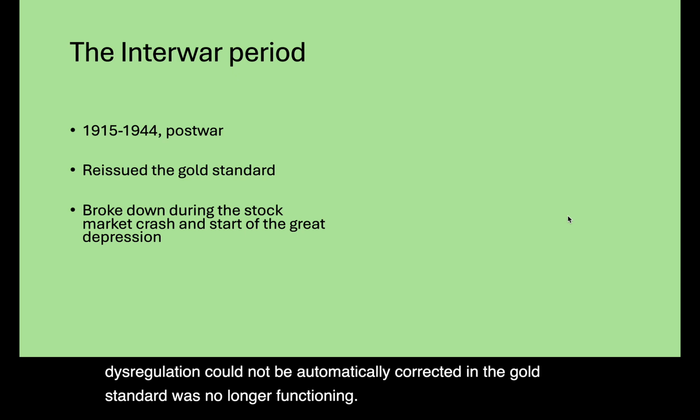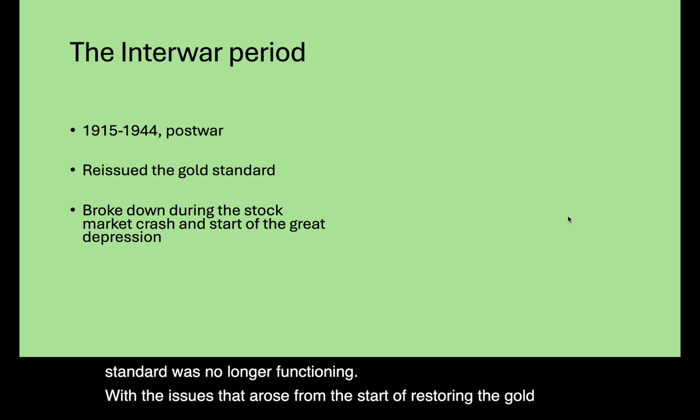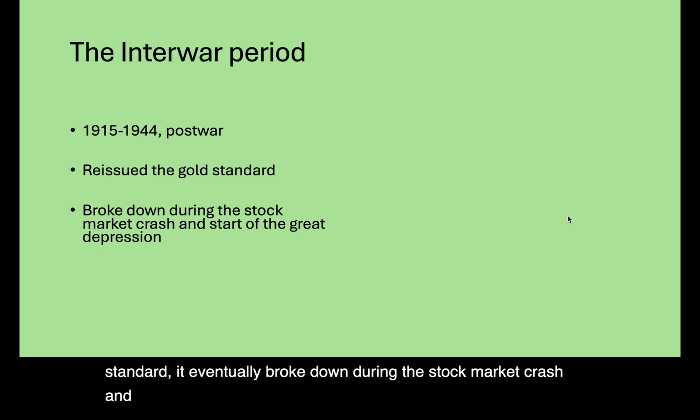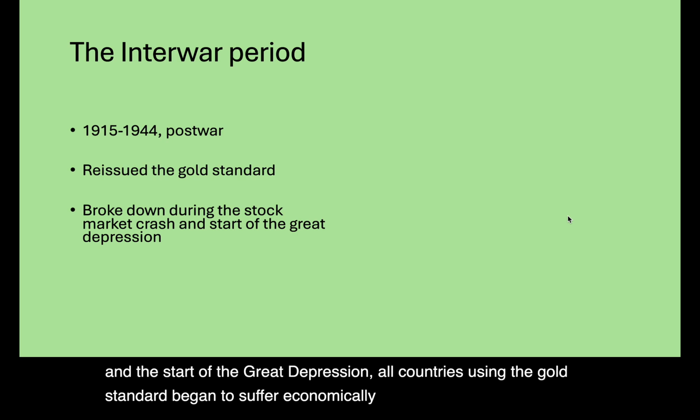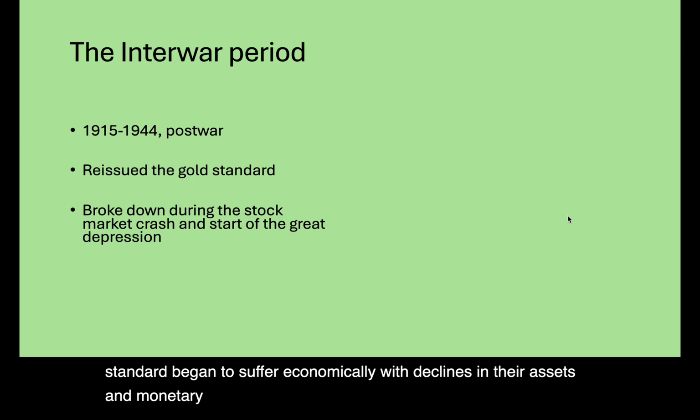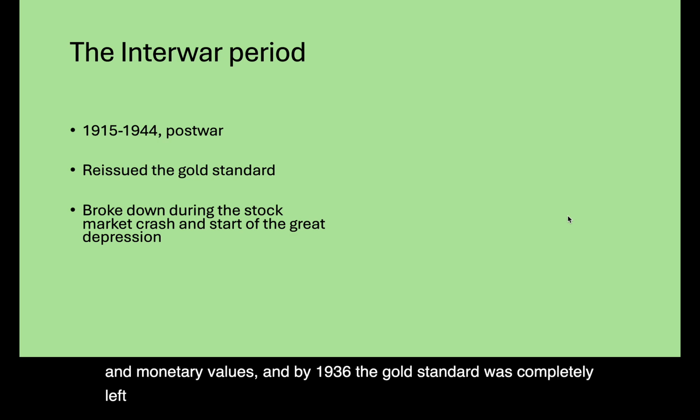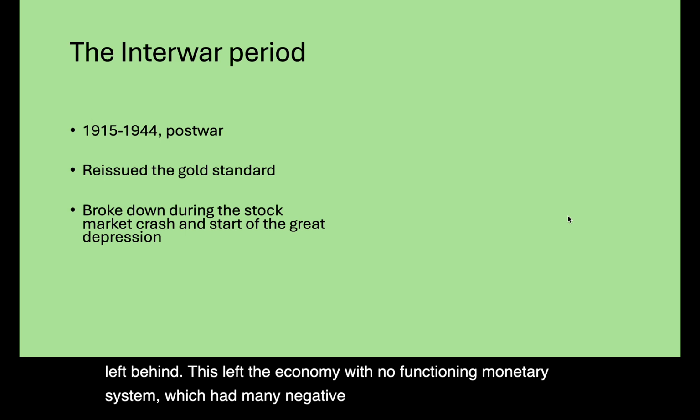With the issues that arose from the start of restoring the gold standard, it eventually broke down during the stock market crash and the start of the Great Depression. All countries using the gold standard began to suffer economically, with declines in their assets and monetary values, and by 1936 the gold standard was completely left behind. This left the economy with no functioning monetary system, which had many negative effects on international trade and investment.